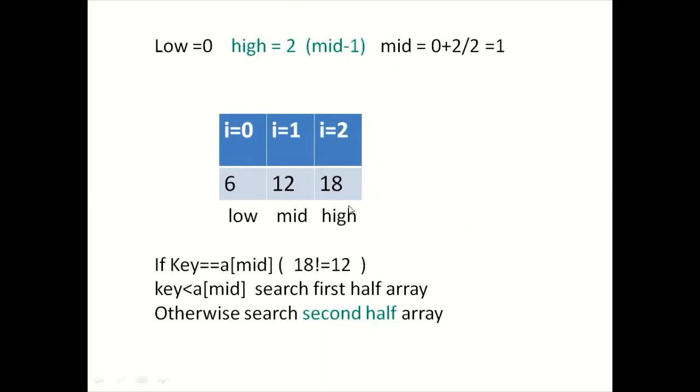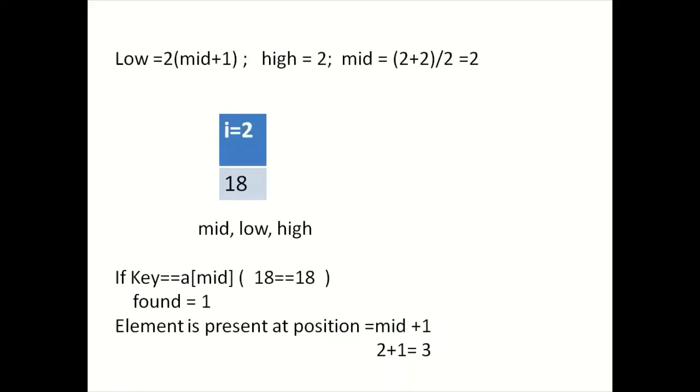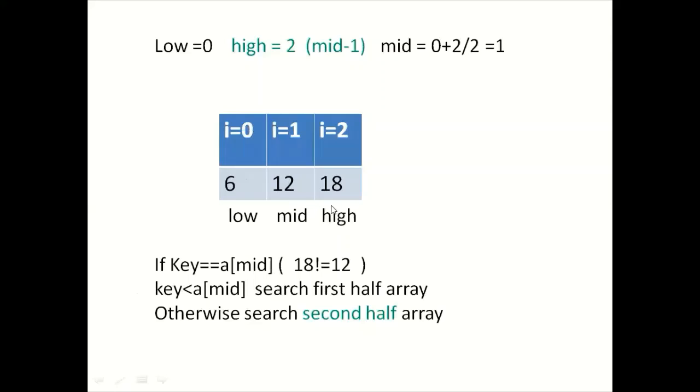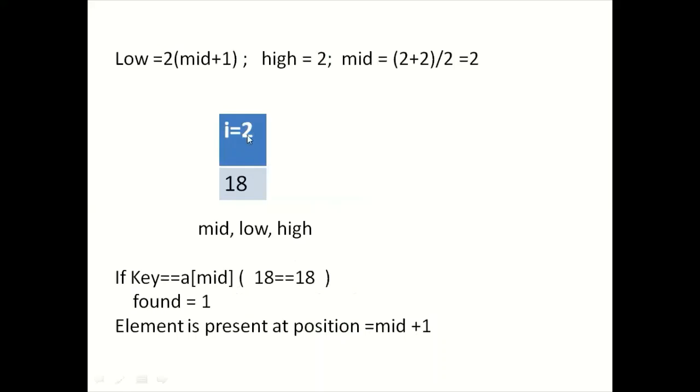Now from this array, how do we get the second half? To get the second half, the high position will remain in the same position. Only the low has to be changed. Now the second half is only these two elements. So high remains in the same position, only the low has to be changed, so low is equal to mid plus 1. So we just have one element in the array now. The mid, low, and high all point to the same location.